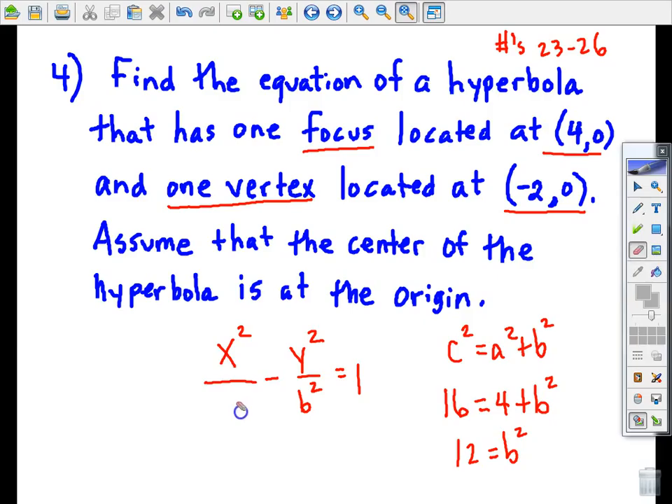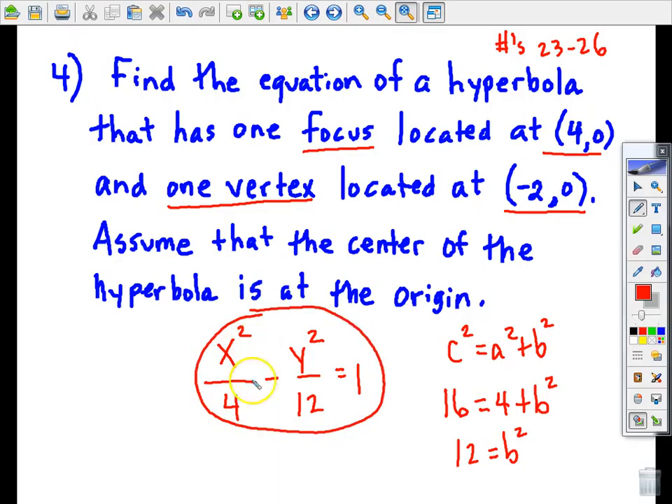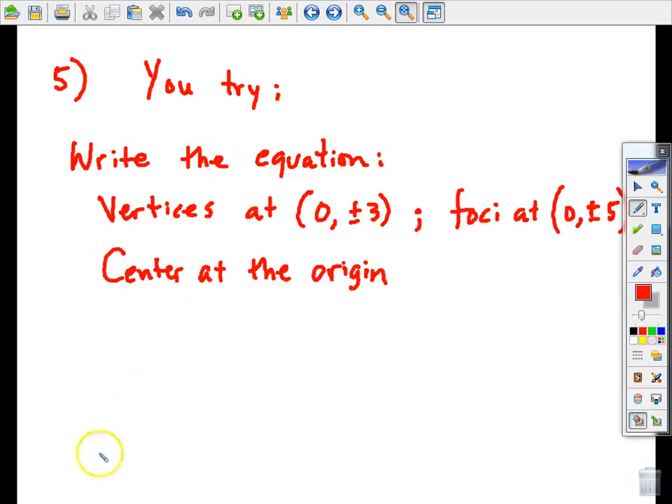A squared is 4. B squared we just found is 12. And that is my answer for this first example, this first equation. Any questions? On the next slide, I've got one for you to try. Okay, we'll see if you can, again, you don't have to write all the information, just write down the focus and the vertex and see if you can come up with the equation.